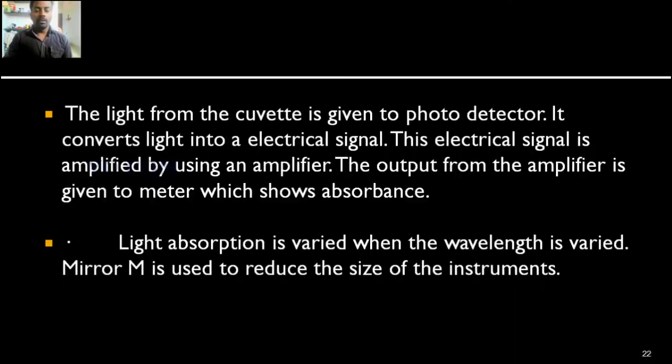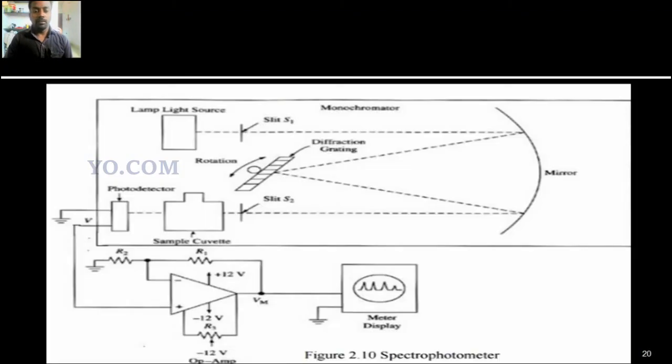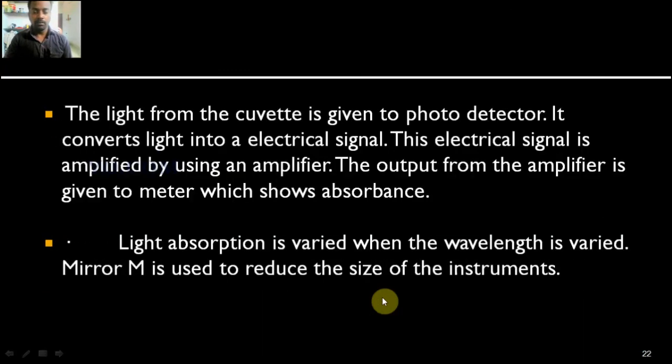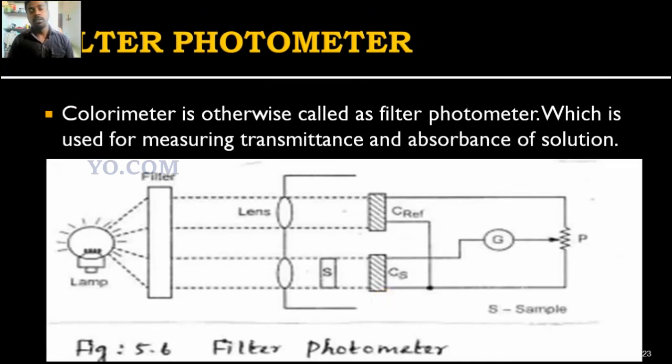By using the output of our photodetector, we can get the result of our sample, which is displayed in the meter. Next one is the filter photometer. The colorimeter is otherwise called a filter photometer, which is used for measuring the transmittance and absorption of a solution or sample. Here it is the same setup as a colorimeter.